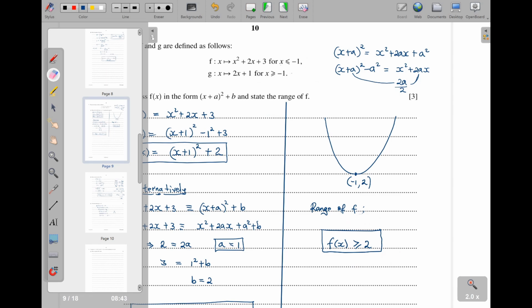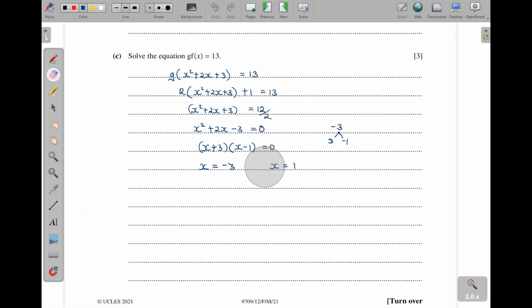Okay, so our answer here is going to be equal to negative 3. It is the one that is in the region of the domain of f, which was x less than or equal to negative 1. So from those values, that is where we get the range of f being f greater than or equal to 2. So that is that.